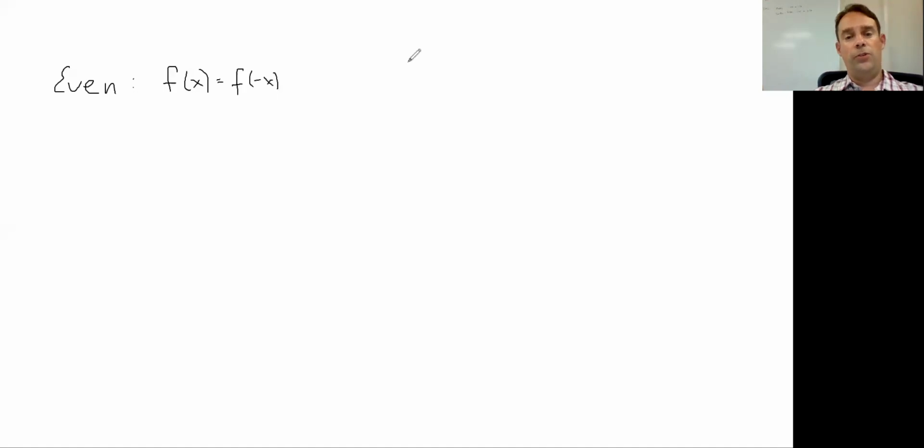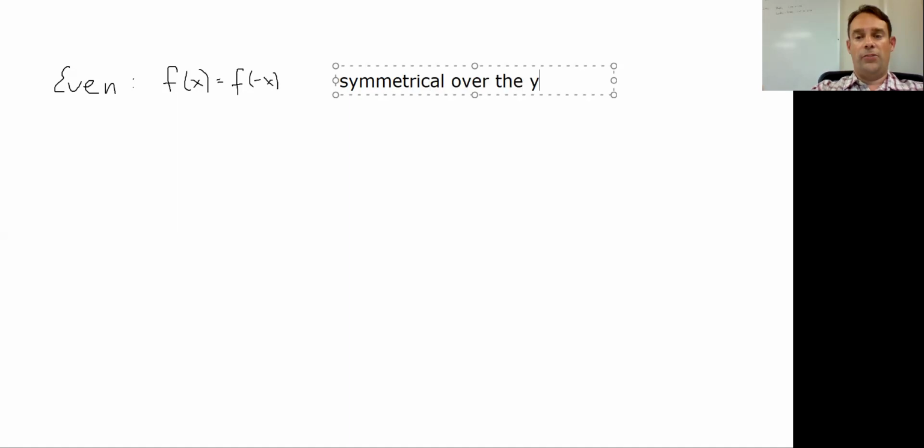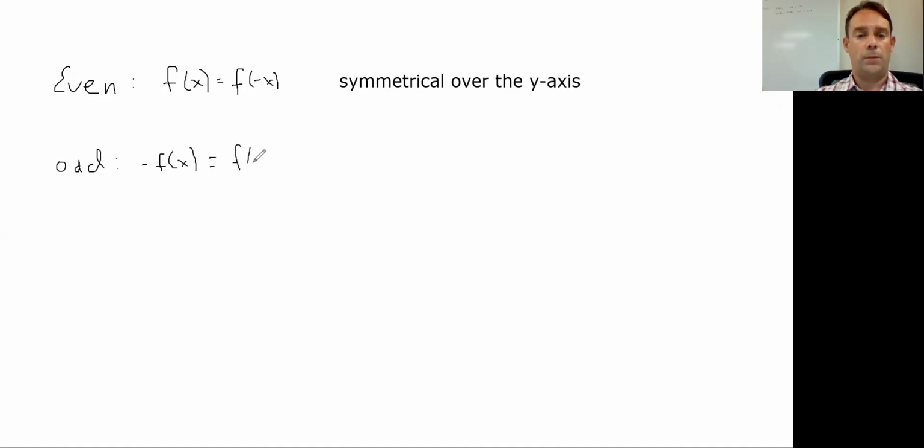And the nice thing about these is we've said that they are symmetrical over the y-axis. So some of you guys last year, you judged even and odd based upon symmetry, which isn't necessarily a bad thing, but a lot of times you can't tell. You have to actually evaluate it. Odd functions, these are when we have negative f of x equals f of negative x. And these have rotational symmetry.